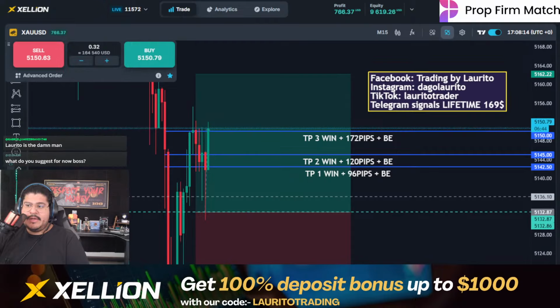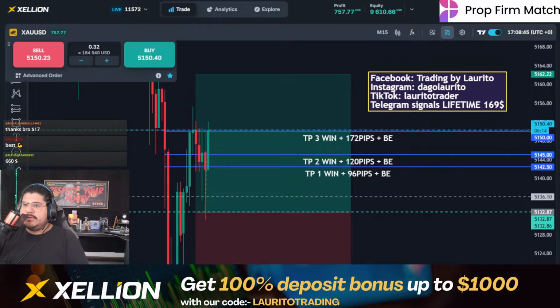What do you do for now? Well, take your partials first, guys. Take your partials and set your break even. I will hold the full take profit and trust we can touch the 51.62. Let's see. It depends on the next 6 candles.